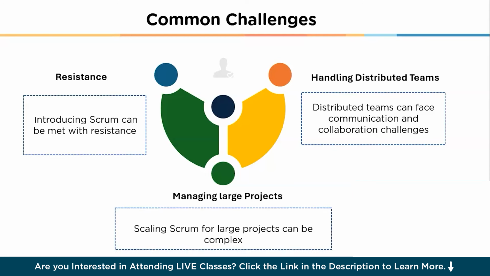Then we have managing large projects with Scrum. Scaling Scrum for large projects can be complex. One approach is to adopt frameworks like Scrum of Scrums, Nexus or SAFe, which is the Scaled Agile Framework. It provides guidelines for coordinating multiple Scrum teams, ensuring that teams are cross-functional and self-organizing with clear communication channels, which are very essential for managing large projects effectively.